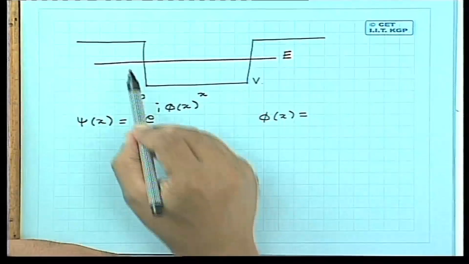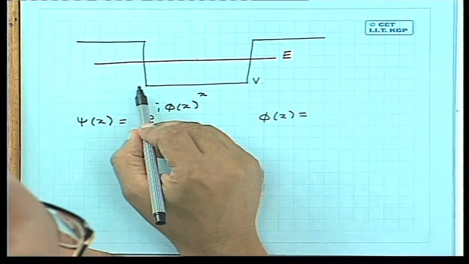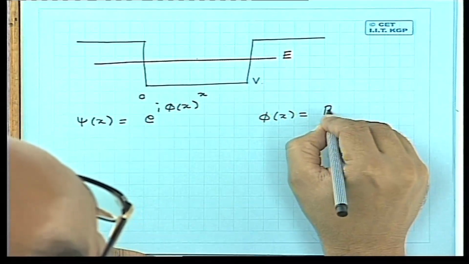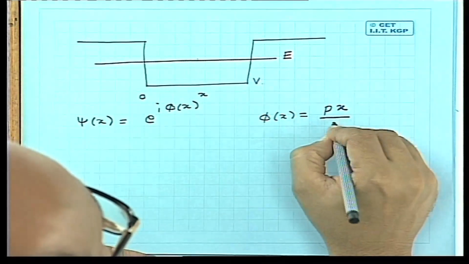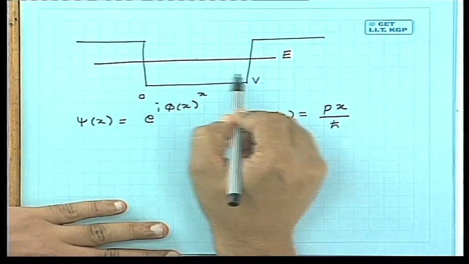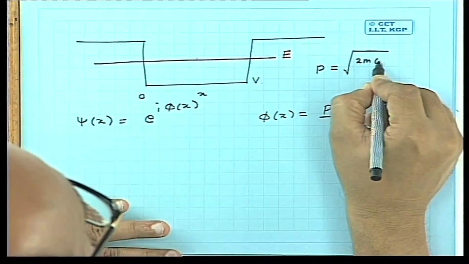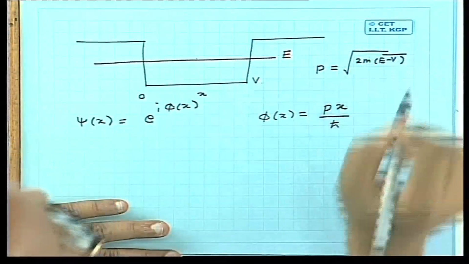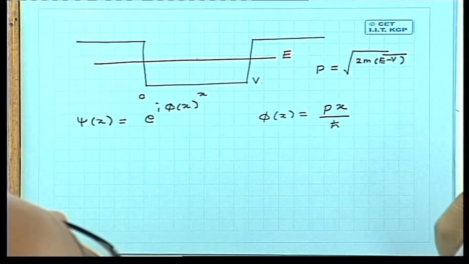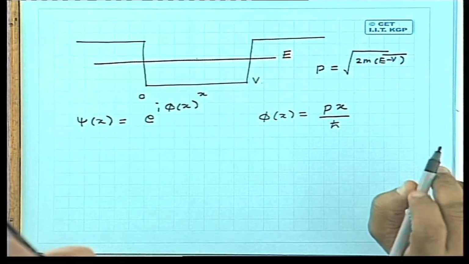So phi(x) is the phase of the wave function as we go from here to here, and in a situation where the potential is constant, we know this to be equal to p x by h cross, because the momentum inside is also constant, and the momentum inside we know is the square root of 2m(E minus V), right?